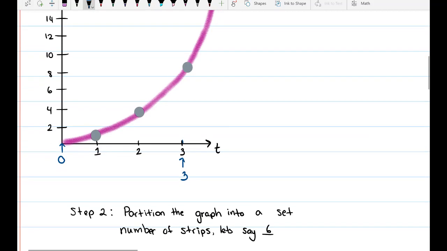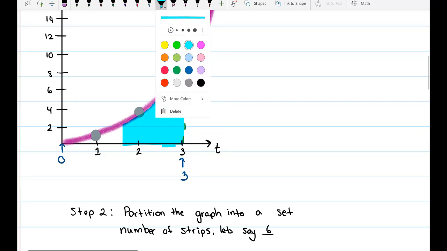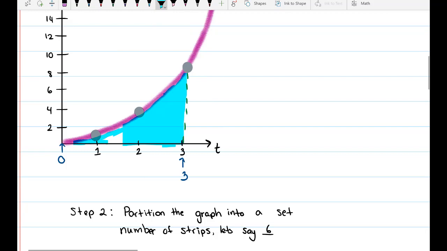So the next step is to partition the graph into a set of vertical strips. Let's say we're going to do 6. So what I want to do then is partition it up. Now remember, the area underneath this curve is going to represent the distance traveled in 3 seconds. So this highlighted blue region represents the distance that the particle travels in the first 3 seconds. You might want to make a note of that and actually write that down.